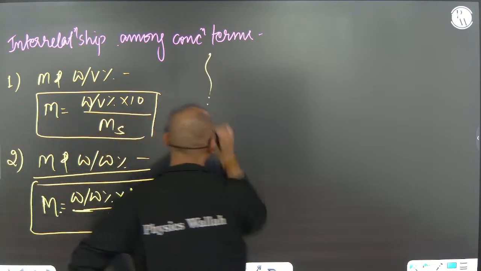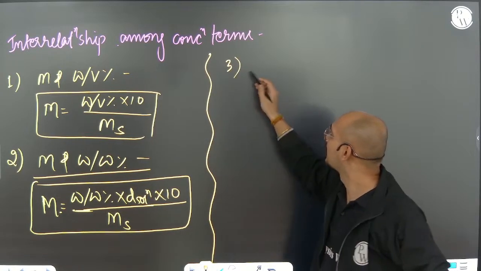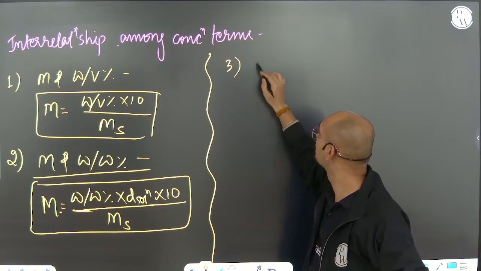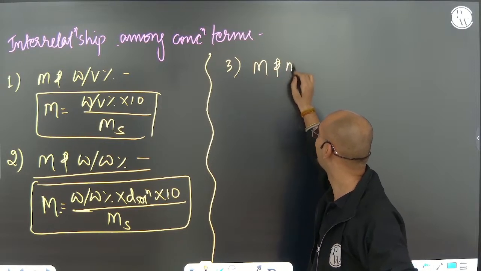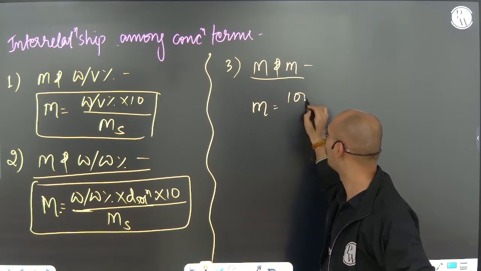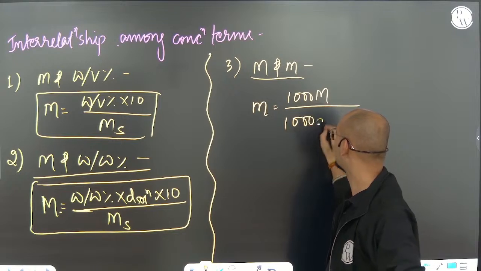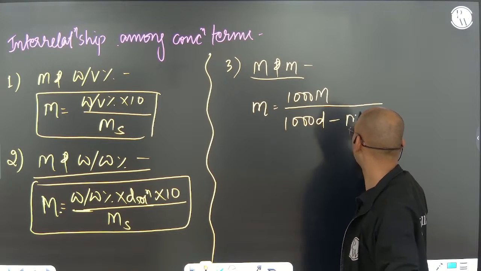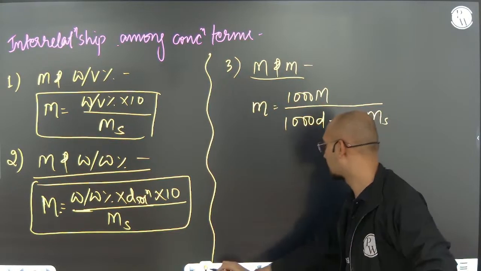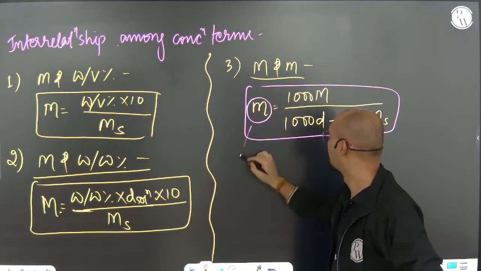These are a few relations. Next, third one: molarity and molality. What is the relation? Molality equals 1000 capital M divided by 1000 D minus M into MS. Please remember always what this is: molality.